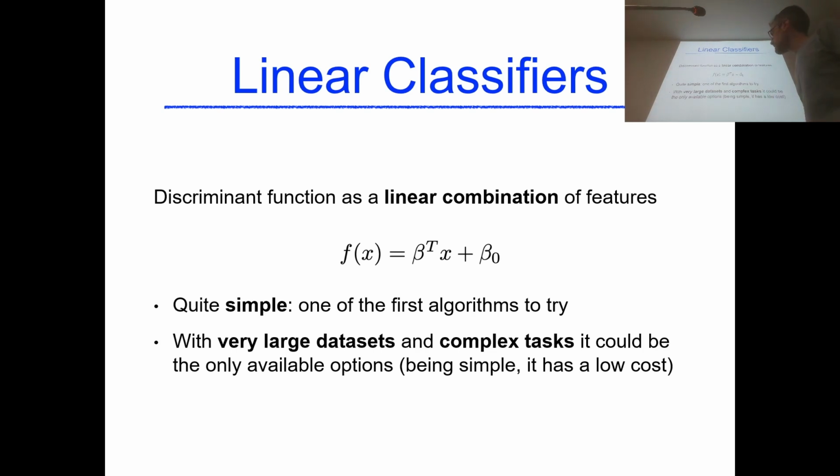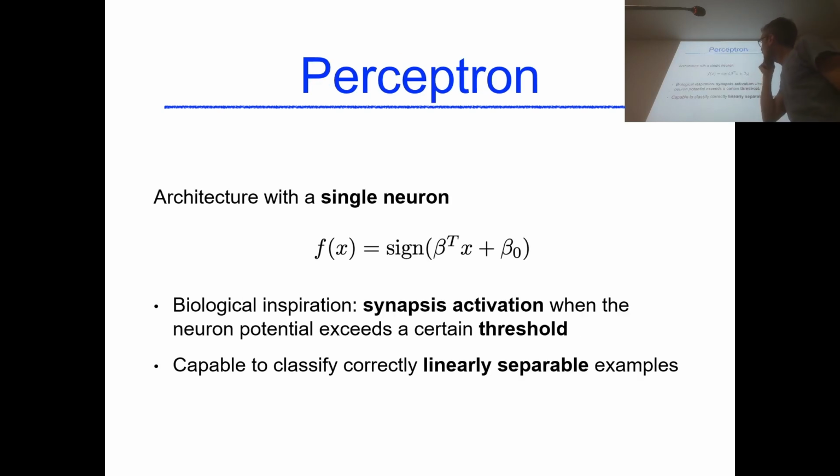And exactly because it's simple, if you have a very large data set or the task is very complex, it can be the only available option. And for instance, talking about neural networks, one of the very simplest forms of linear classifier is called the perceptron, which is actually a neural network with a single neuron. Okay, this is more of a toy example to give you a bit of history, because this has strong limitations. We will see in a minute.